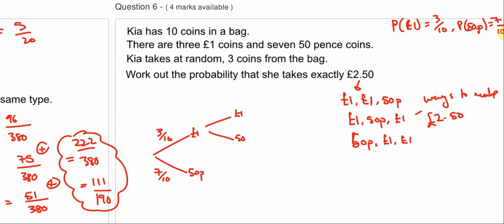We have unlimited money. So if we took a £1 coin, this would now be 2 out of 9, and this would be 7 out of 9. And if I took a 50p, there'd still be 3 in there, so 3 out of 9. And this would be 6 out of 9. Let's have a look at our paths and see which ones we actually want to carry on with. So if we take 50p then 50p, well, that path is nonsense. We can never make up £2.50 from that, so I'm not going to fill that in.